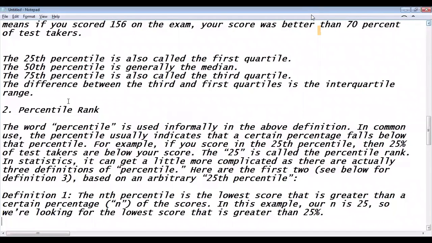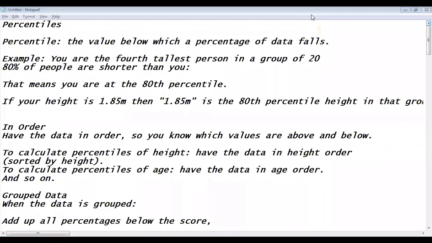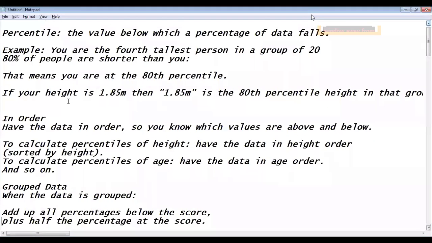If you have any doubts, you can have a look at them again. So understand the definition of percentile: it's the value below which a percentage of data falls. Then you can see the example. We have given 2 examples. Then you must have the data in order, in ascending order.